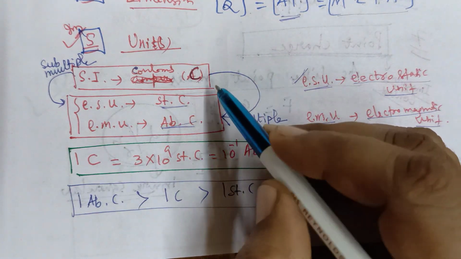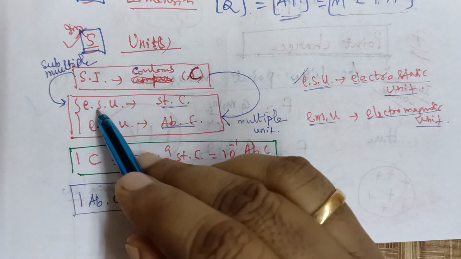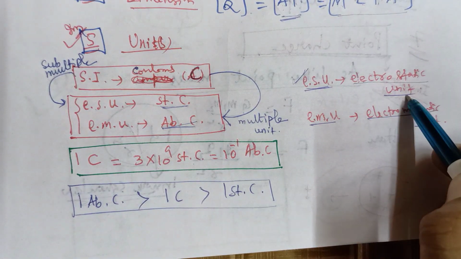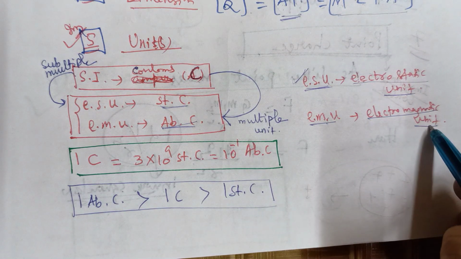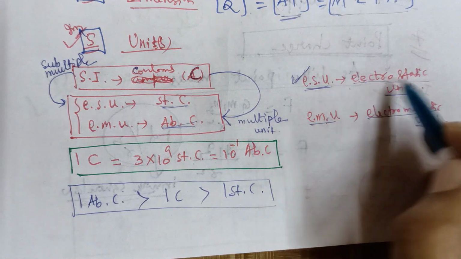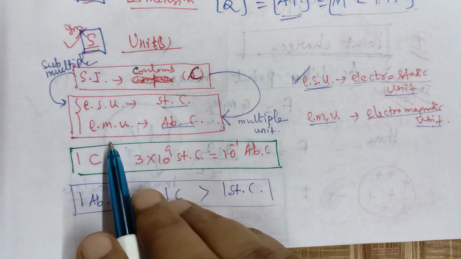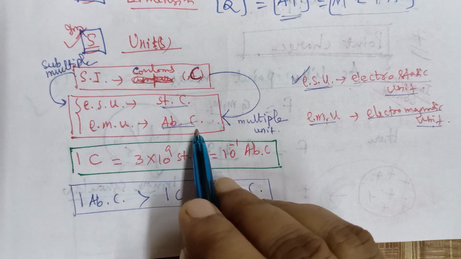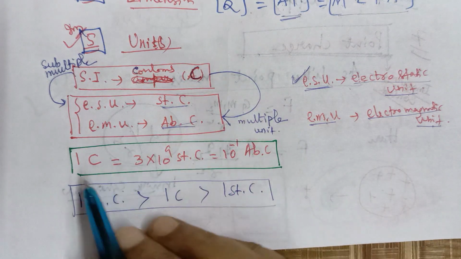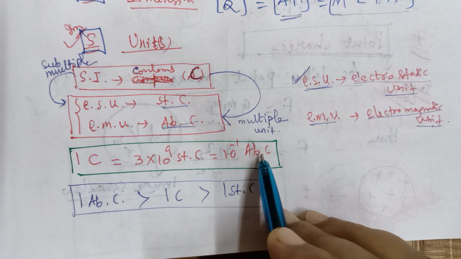And there are two sub units. One is a submultiple unit and another is a multiple unit: ESU and EMU. ESU stands for electrostatic unit. EMU stands for electromagnetic unit. As we are studying electrostatics, you use the unit ESU. The electrostatic unit is named stat coulomb and the electromagnetic unit is named ab coulomb. And there is a relation between coulomb, stat coulomb and ab coulomb. 1 coulomb is equal to 3 into 10 to the power 9 stat coulomb, which is also equal to 10 to the power minus 1 ab coulomb.